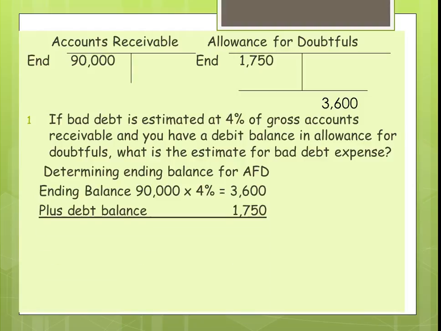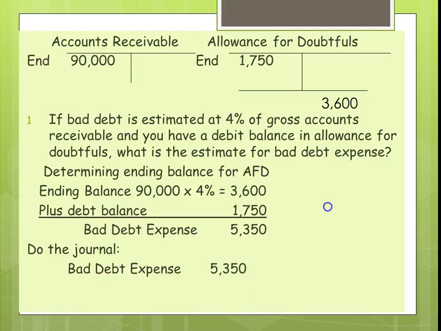We also know that we already have a debit balance of $1,750, which means to get it up to $3,600, we're going to have to book bad debt expense of $5,350. And if you put that in the T account, if we take $5,350 minus the $1,750, we now get the $3,600, which we're saying should be the ending balance in allowance for doubtful accounts.